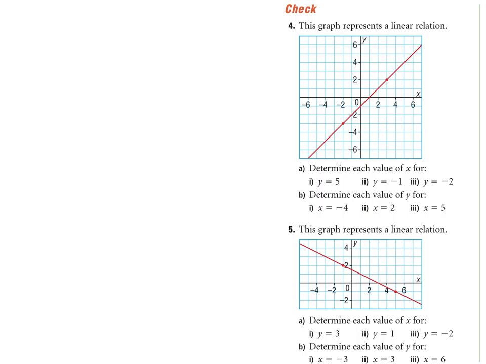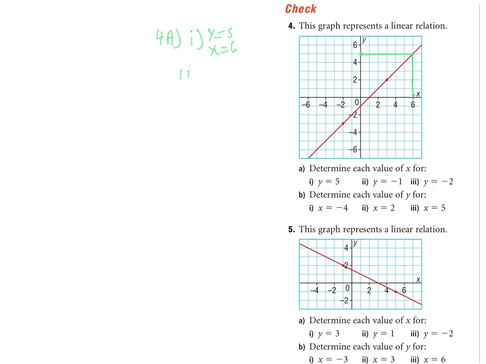So I'll just say for number 4a, point 1. I know that when y equals 5, that would be right here. I can then come across to this point here, straight down to here and find out what my x value would be. So when y equals 5, x equals 6.